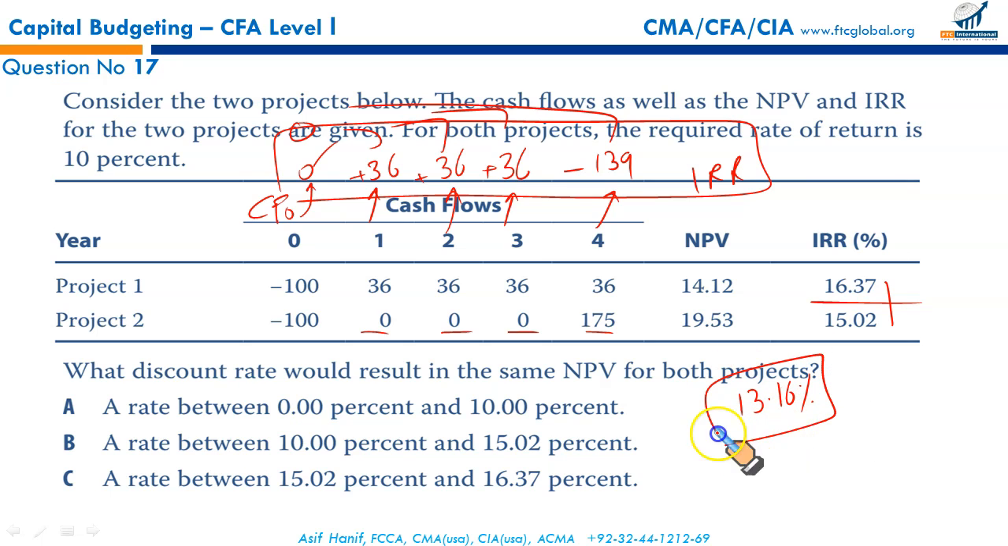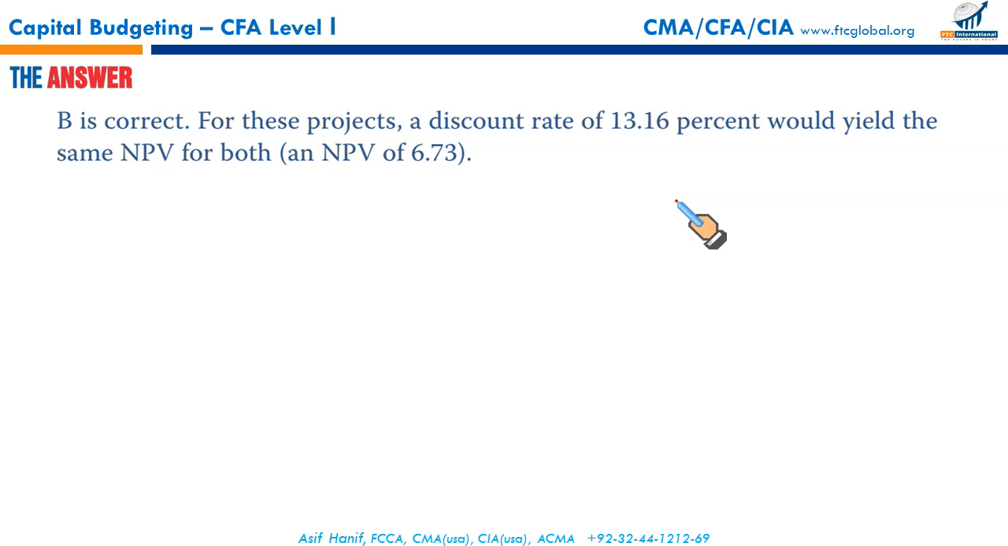So if you calculate NPV using this rate for project 1 or project 2, your NPV in both cases will be 6.73. It has not been suggested in your solution in the curriculum, but that's the suggested approach. You can use this method to calculate both the NPV as well as the rate at which both give you the same NPV. Moving on to the next question.